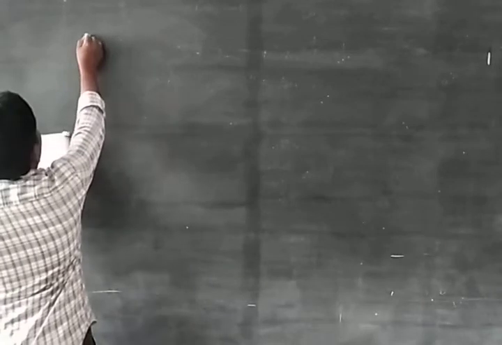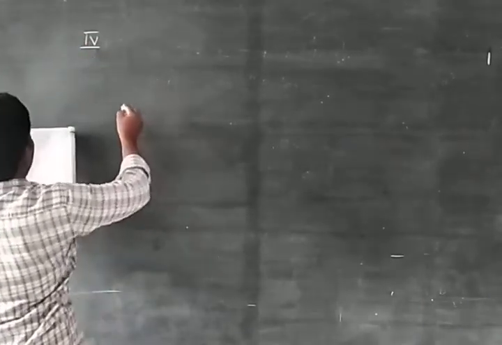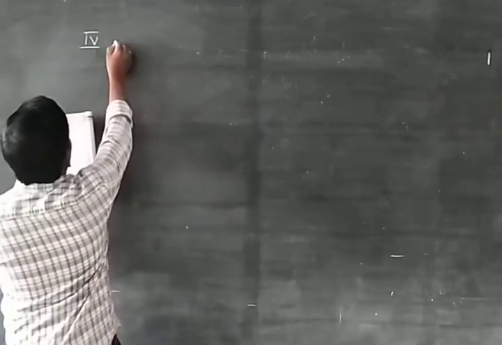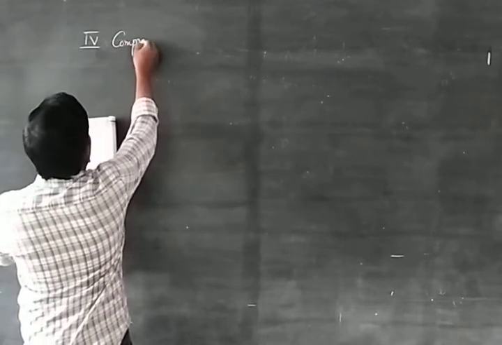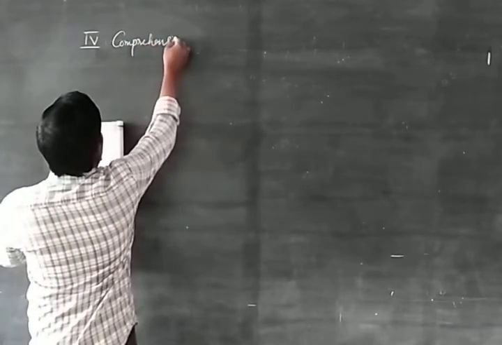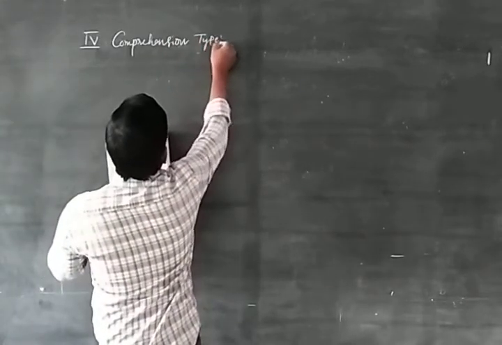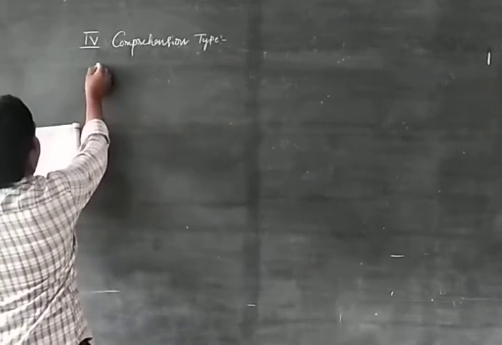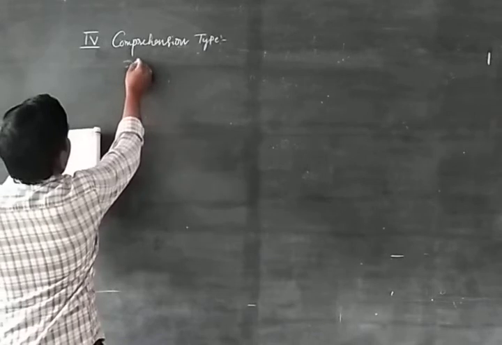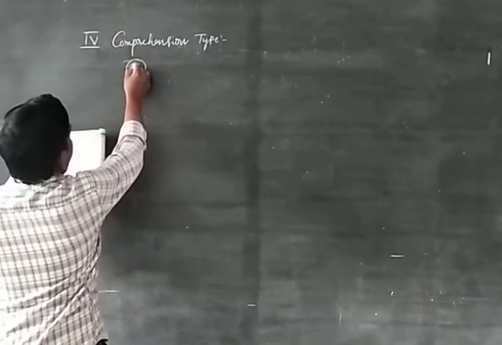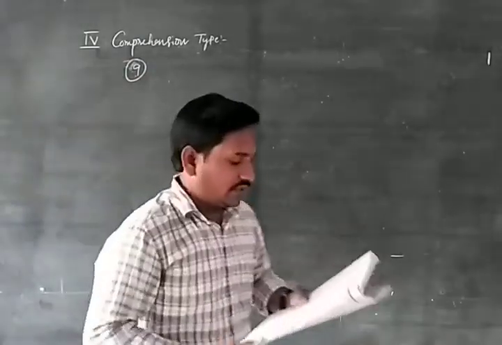In comprehension type, and we are dealing with the ninth problem. Ninth one. So what is given in the ninth one?